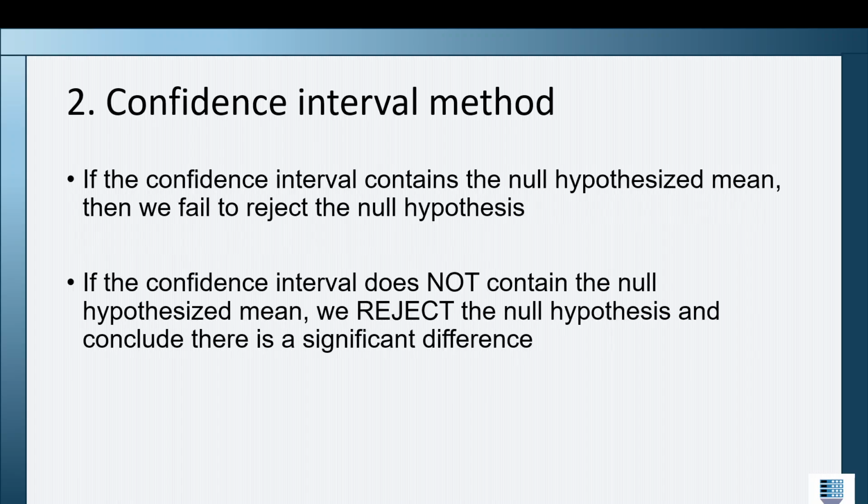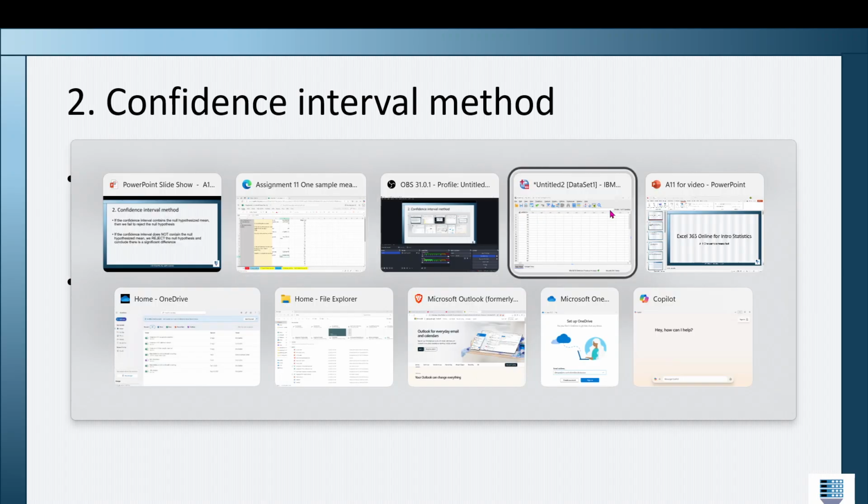If your hypothesized value is contained in the interval, then we fail to reject the null hypothesis, because if the null hypothesized value is in that interval, it's very reasonable that it is supported by the data. Otherwise, if the hypothesized value is not in the interval, we reject the claim and conclude there's a significant difference. And that corresponds with a p-value less than 0.05 that we just saw in the example. But let's go ahead and run this in Excel with the confidence interval method.